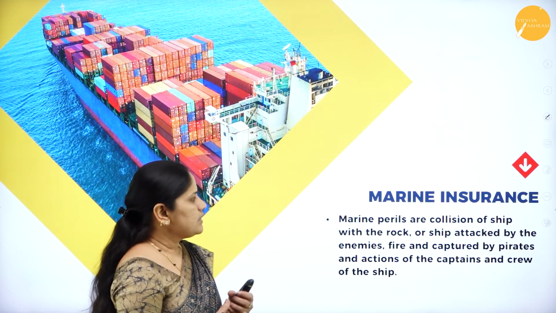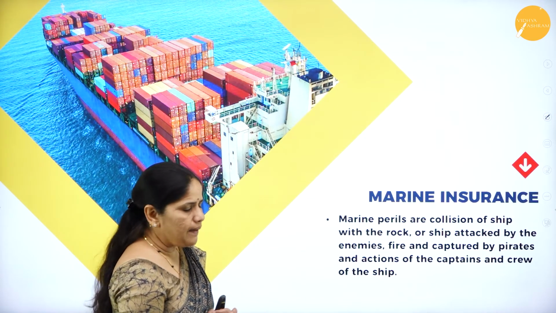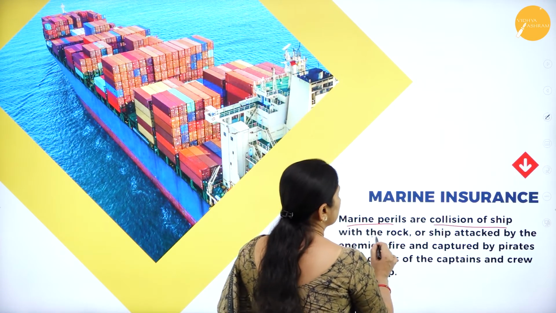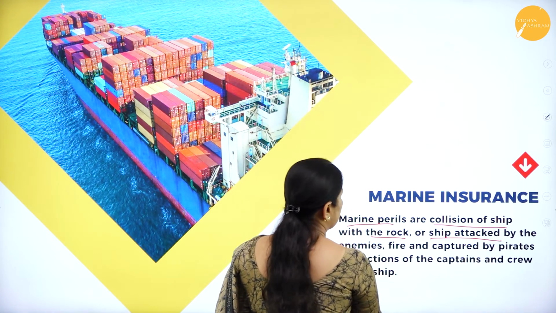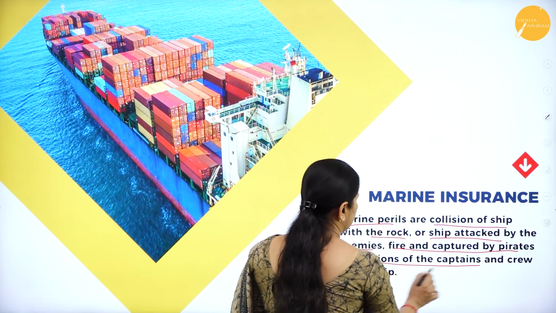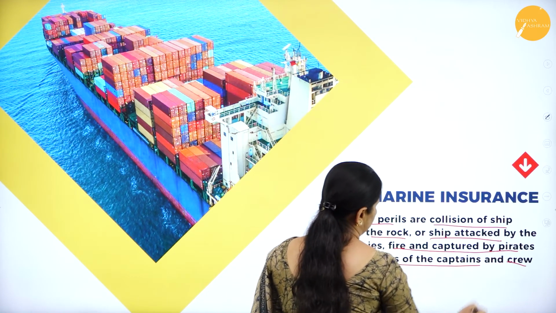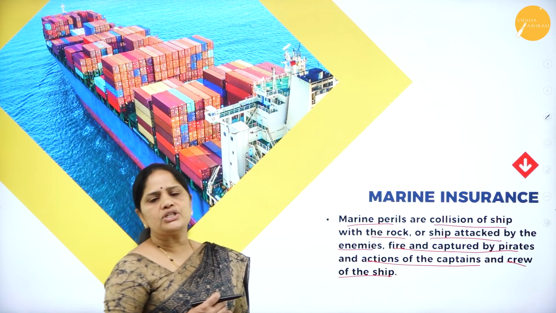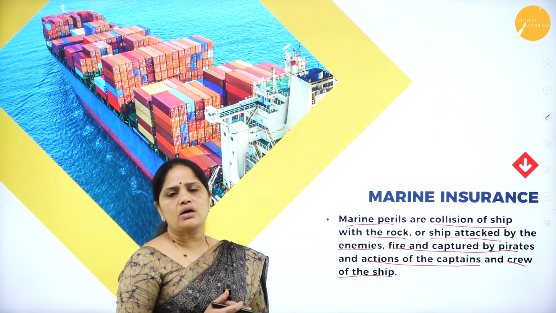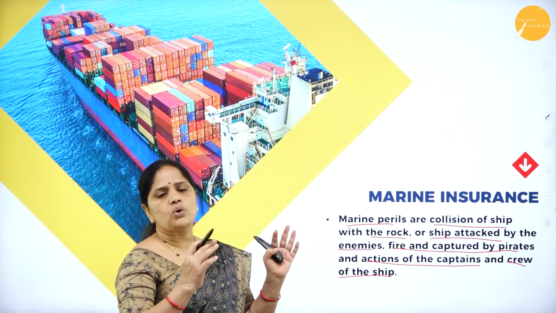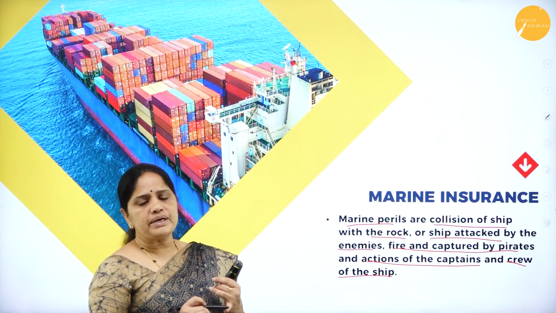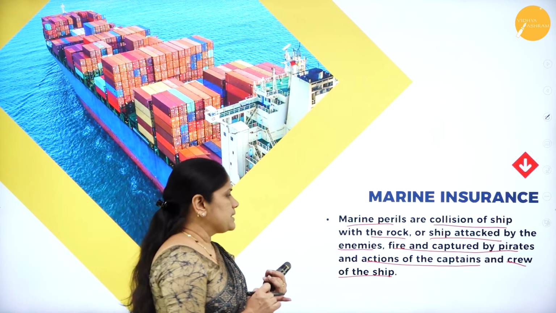Now, let us see what the various perils in the marine are. Marine perils are collision of the ship with a rock, ship attacked by enemies, fire, capture by pirates, and actions of the captain and crew of the ship. This marine insurance will be given whenever there is a collision of the ship with a rock. So when the ship is moving in the ocean and there is a sudden collision with a rock, then also the insured will get compensation for that.